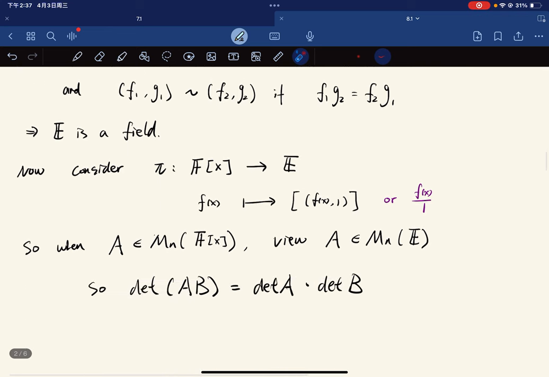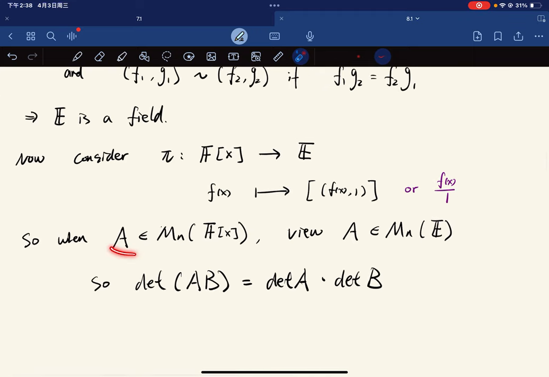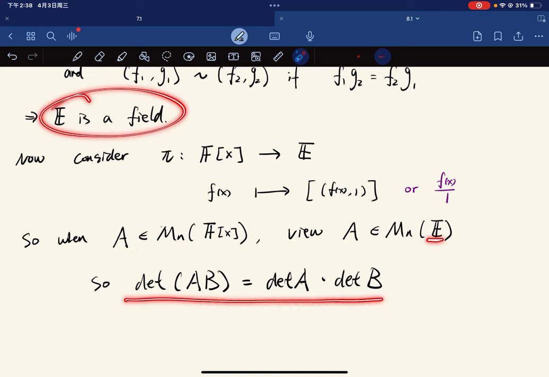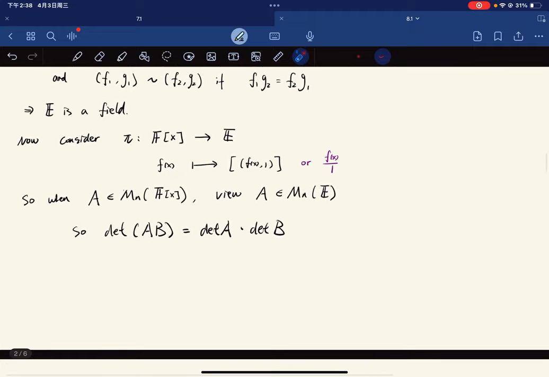And now if we consider the embedding map pi, that takes the polynomial to E, so that it takes f(x) to this. So when A is this, we can just view A as an element of this. And this is a field, so obviously we have this. This is what we've been doing.